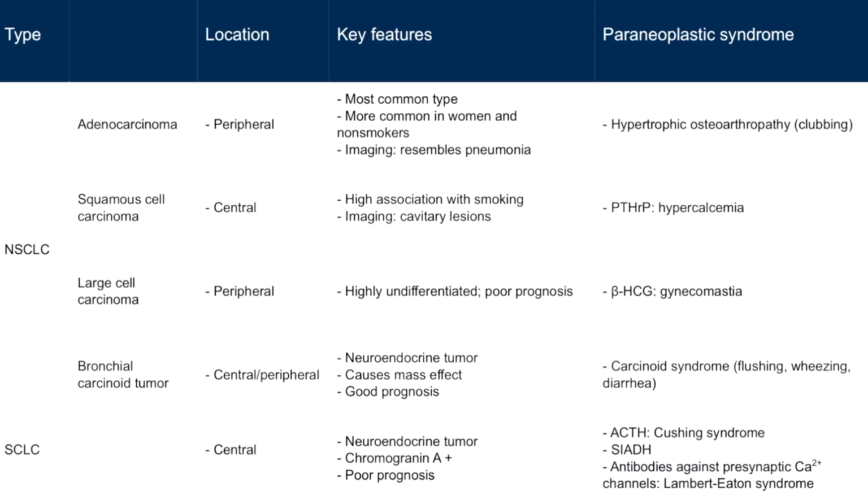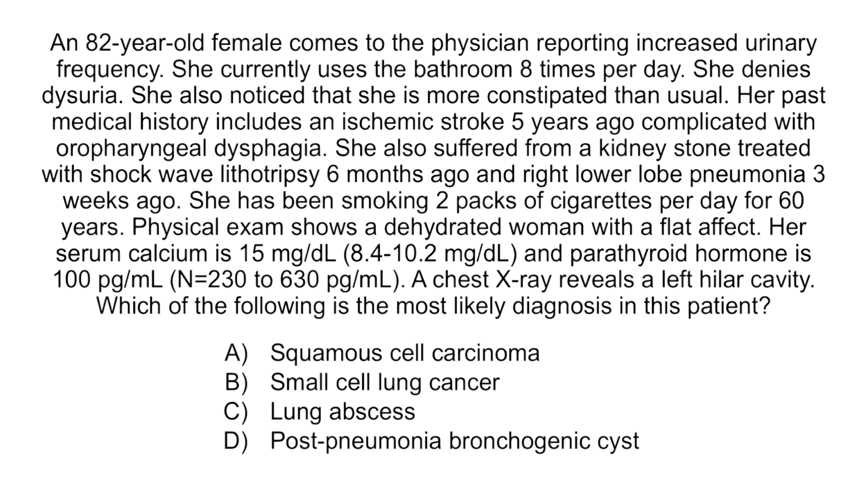Again, here is the slide that we already discussed earlier, reminding us of the paraneoplastic syndromes of different lung cancers. Let's recall that squamous cell carcinoma can produce parathyroid hormone-related peptide in a paraneoplastic manner, resulting in hypercalcemia with low parathyroid hormone levels. This patient does have low parathyroid hormone since the normal PTH range is from 230 to 630. All right, now let's talk about why the other options are incorrect.